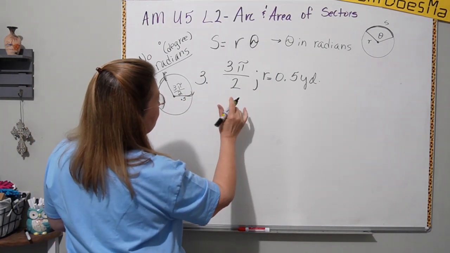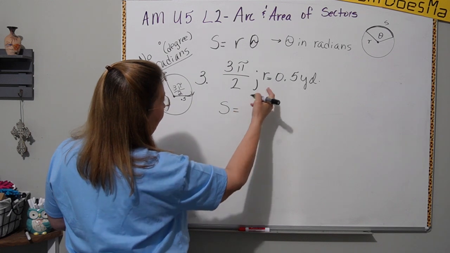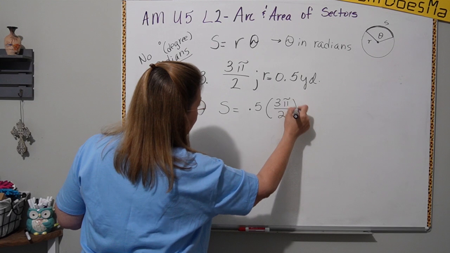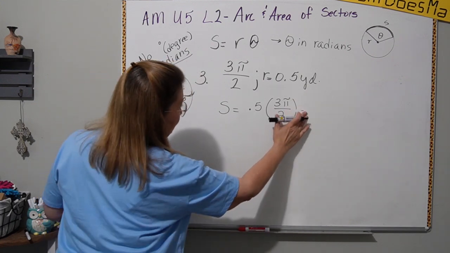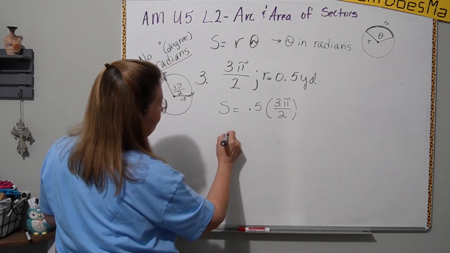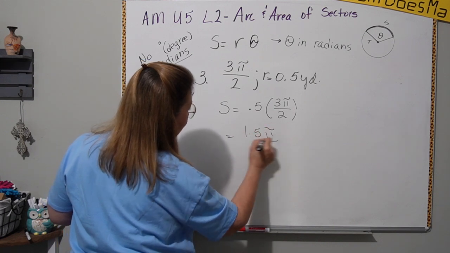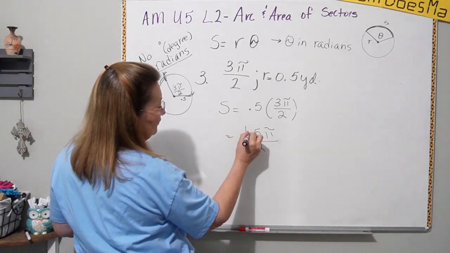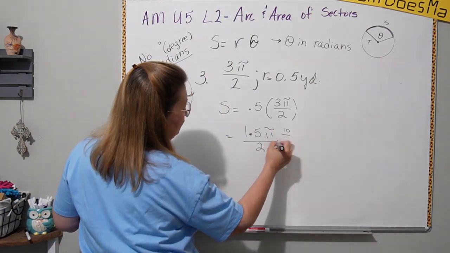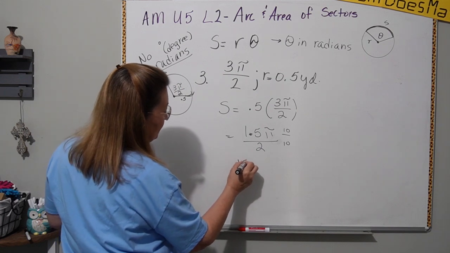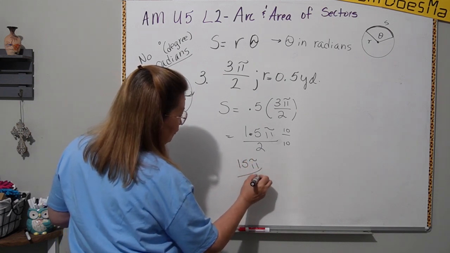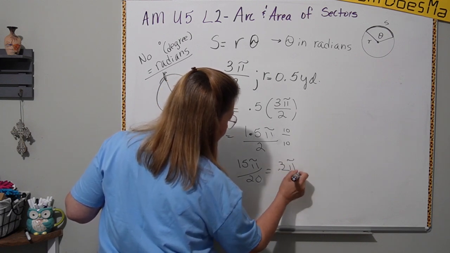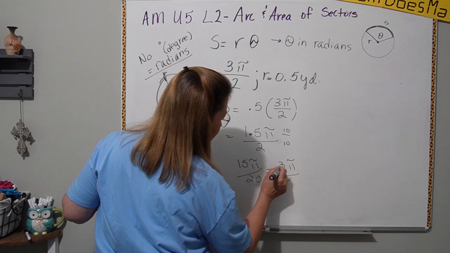So 3 pi over 2, to use our formula, we're going to have the radius, which is 0.5, times 3 pi over 2. Now when I multiply 0.5 times 3 pi, what is that going to give me? 1.5 pi over 2. All right, I need to simplify this down. So first you got to get rid of the decimal. Like I did in the other one, if you multiply by 10 over 10, you get 15 pi over 20, which reduces down to 3 pi over 4. I messed that all up, okay?